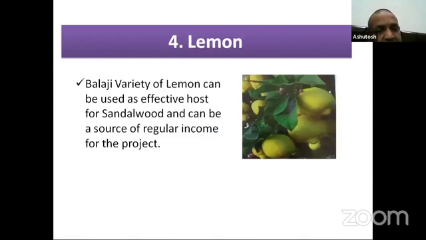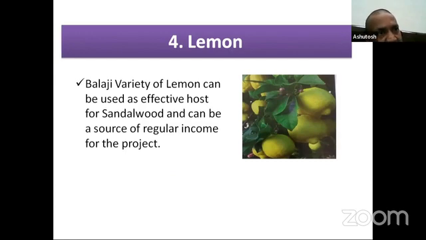You have lemon also. There is a Balaji variety of lemon. If you prune it properly, these lemon varieties are perennial in nature. Throughout the year, some fruit or the other will be available, but what we should do is what we call nipping. We need to keep on removing the off-season lemon from the tree so that the tree does not use more energy to develop that.